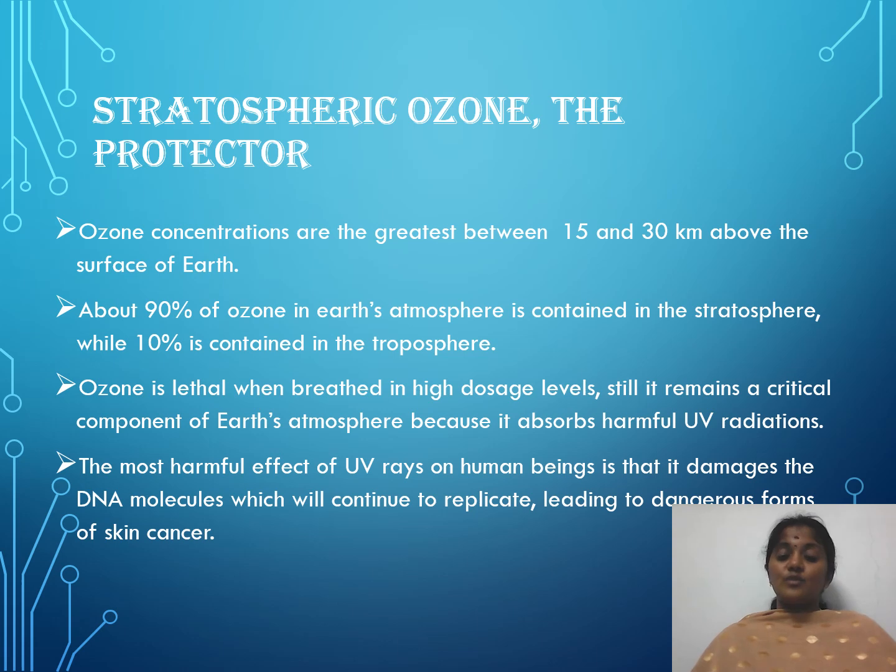Stratospheric ozone, the protector. Ozone concentrations are greatest between 15 and 30 km above the surface of Earth. About 90% of ozone in Earth's atmosphere is contained in the stratosphere, while 10% is contained in the troposphere. Ozone is lethal when breathed in at high dosage levels. Still, it remains a critical component of Earth's atmosphere because it absorbs harmful UV radiation. The most harmful effect of UV rays on human beings is that they damage the DNA molecules, which will continue to replicate, leading to dangerous forms of skin cancer.